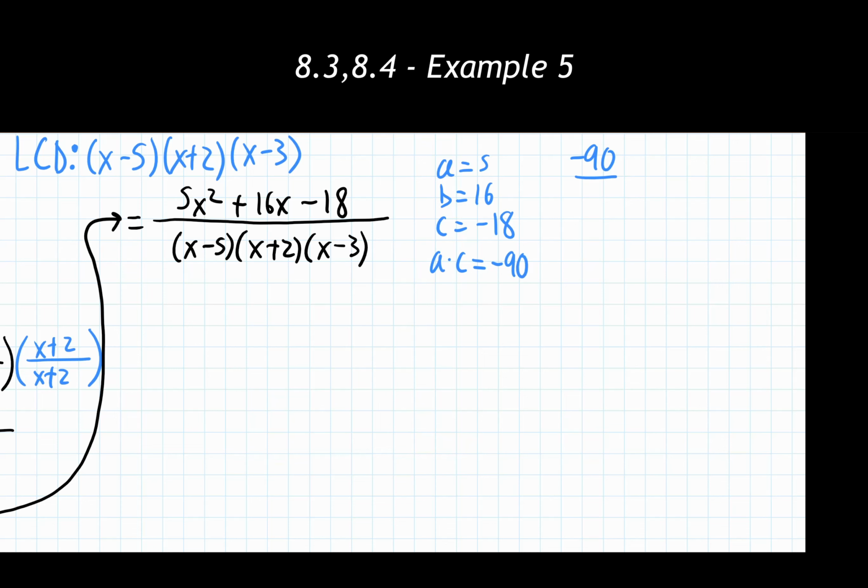I'm going to list the factor pairs of 90. 1 and 90, 2 and 45, 3 and 30, 5 and 18, 6 and 15, and then 9 times 10. Next would be 10, so I'm done there. And let's see, so we have positive and negative there.